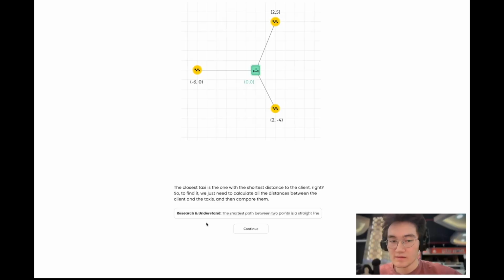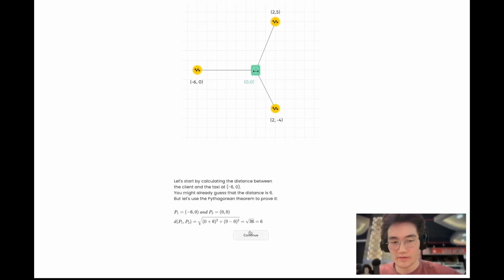The closest taxi is the one with the shortest distance to the client, right? So to find it, we just need to calculate all the distances between the client and the taxis, and then compare them. Remember, the shortest path between two points is a straight line. Okay, let's start by calculating the distance between the client and the taxi at minus 6, 0. You might already guess that the distance is 6, but let's use the Pythagorean theorem to prove it.